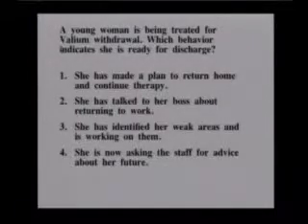So, which indicates she is ready for discharge? The answer is number 1. This would be the most complete answer. She's made a plan to return home and continue therapy. She will need continued therapy, either the psychiatric consultation and continued work with a psychiatrist or a social worker or a therapist. She also will probably be referred to a 12-step program such as Narcotics Anonymous, but she will need continued therapy. The other answers are all steps along the way, but choice number 1 is the most complete answer.